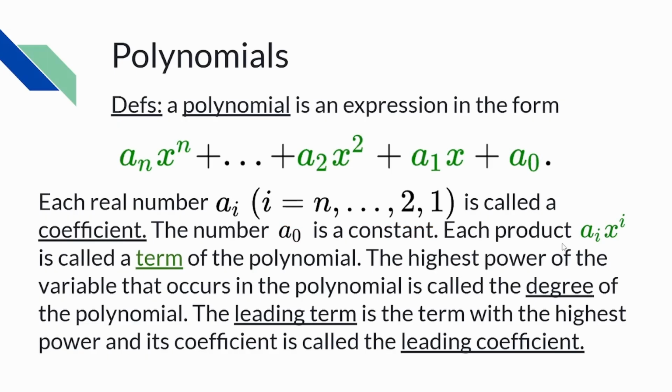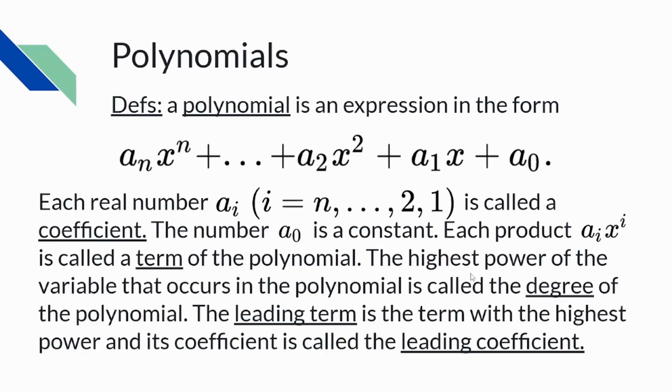Each product, a sub i times x to the i, is called a term of the polynomial. Okay, so these things in green here are all terms. All right. We need to differentiate between terms and factors. All right, terms are things that are being added together, and factors are things that are being multiplied together. All right, so it's important to know that difference.